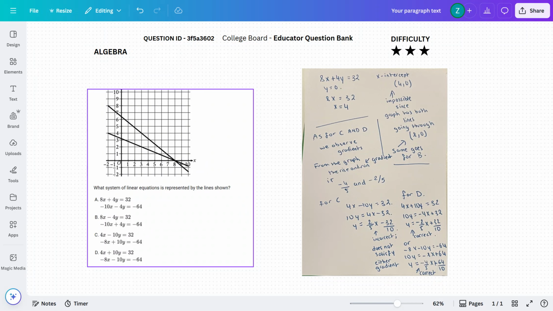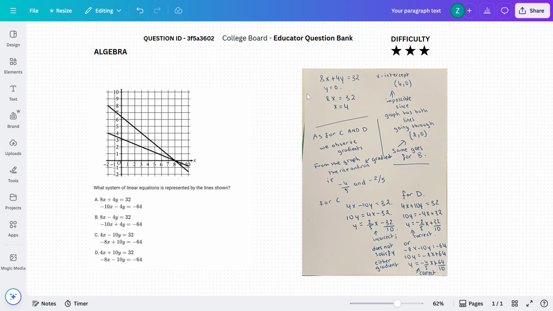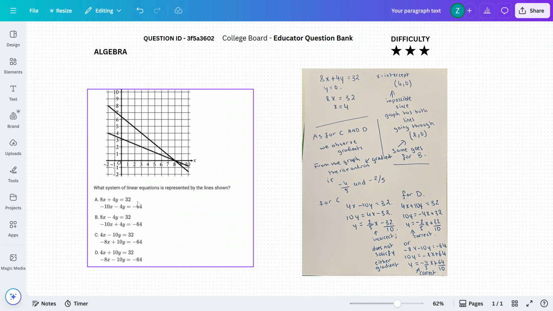Here, in the answer sheet, we have the first equation recopied, which is 8x plus 4y equals 32. Ideally, what we would want is x equal to 8 when y equals 0. Unfortunately, it gives us x equals 4, which disqualifies it, because the graph has both lines going through (8, 0), and the x-intercept of that specific line is (4, 0). Therefore, since both lines go through (8, 0), it automatically disqualifies A.